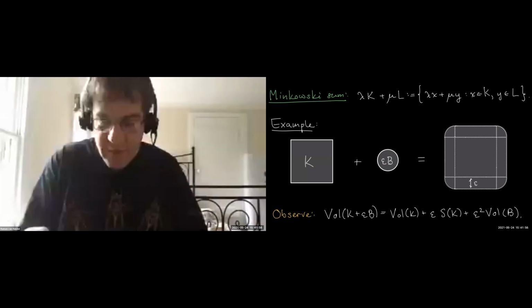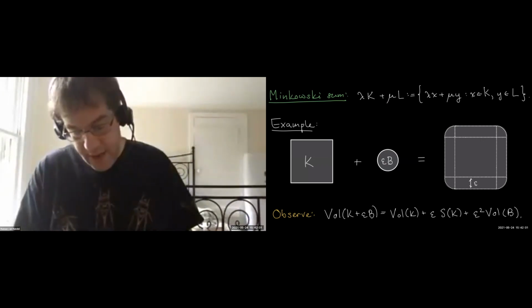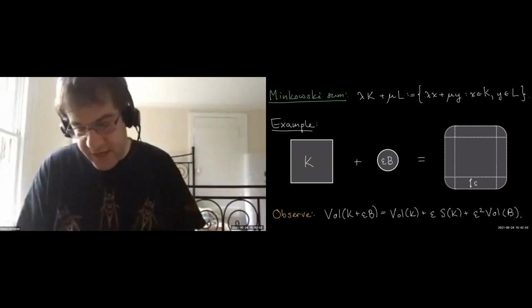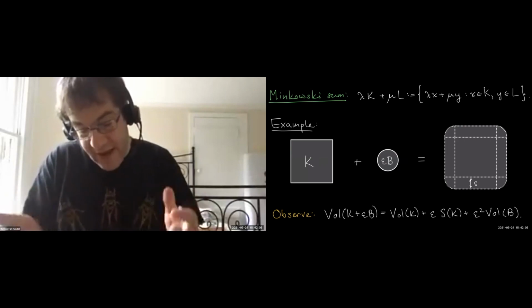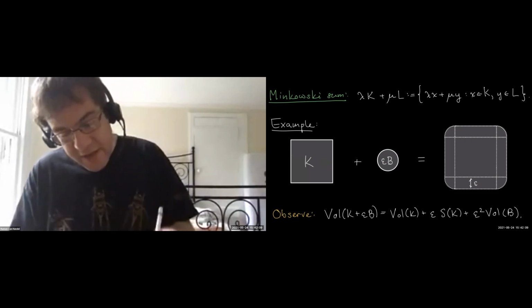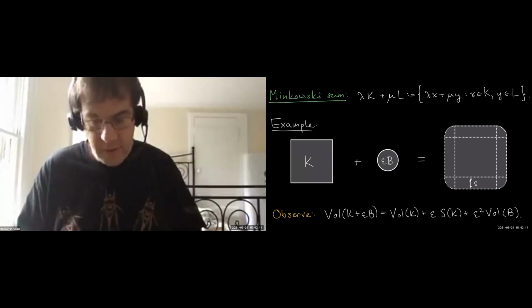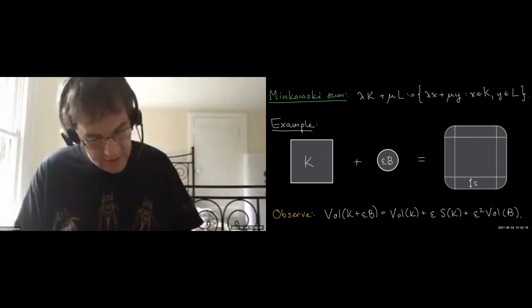Of course, this definition makes sense even if K and L are not convex, right? It shows up in many different places. For example, even in number theory, in additive combinatorics, you have these types of constructions. But if K and L are convex, then this linear combination will also be convex. You get again a convex set. Okay, so here is an example.